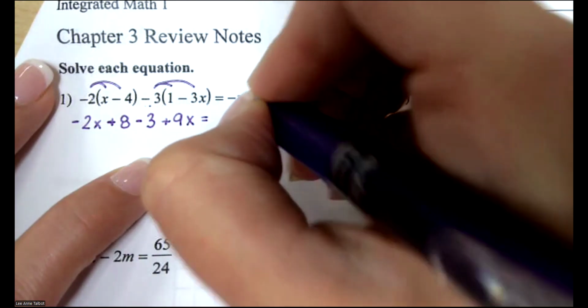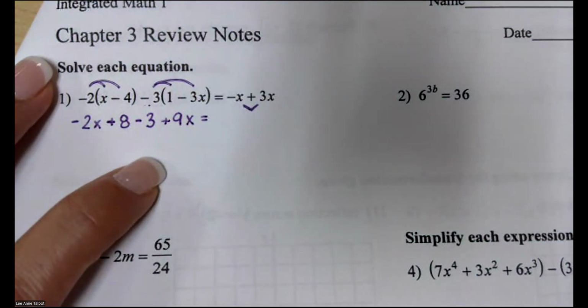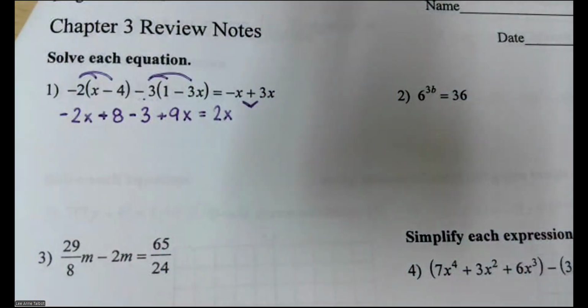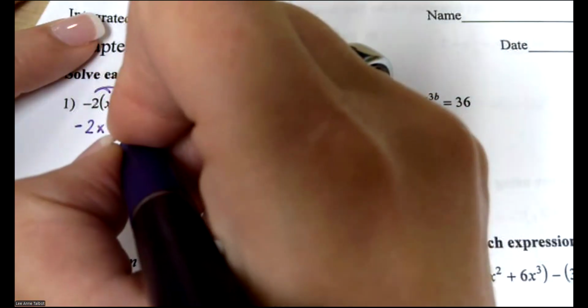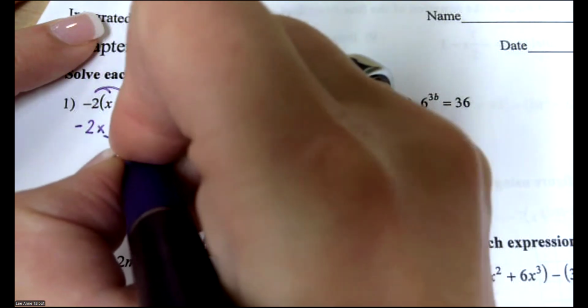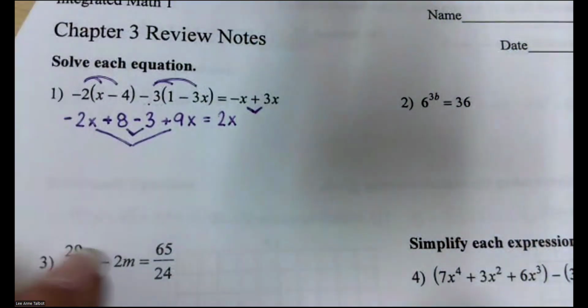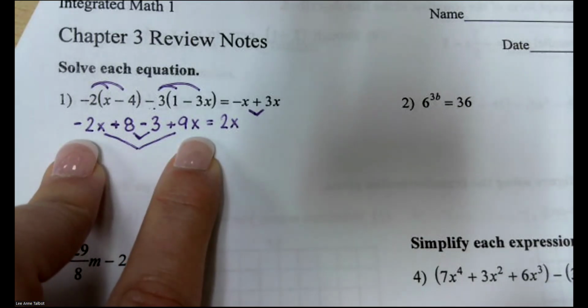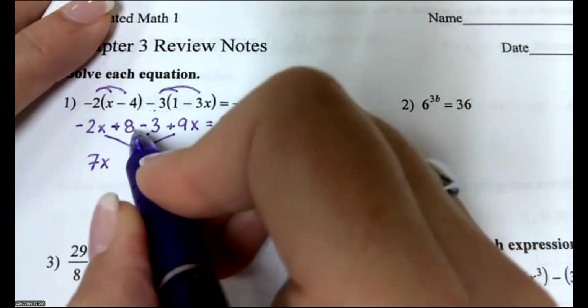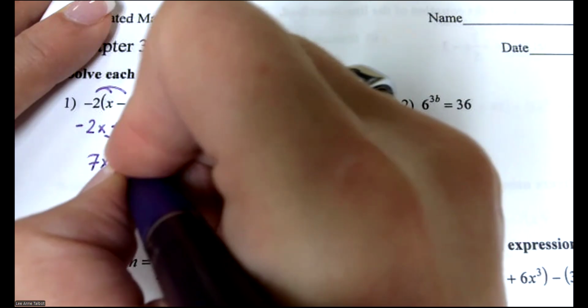Okay, and then on this side, I can combine those two together. Negative x plus 3x is positive 2x. Okay, now I'm going to do some combining. I combine on this side. Negative 2x plus 9x is 7x. Positive 8 minus 3 is positive 5.